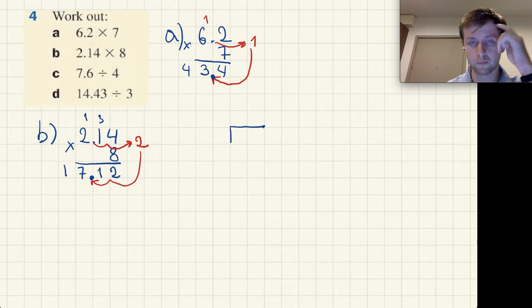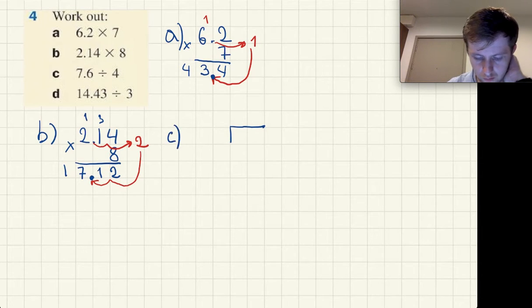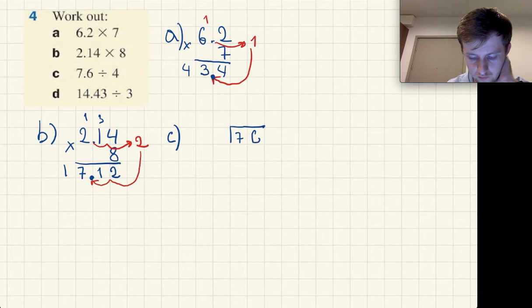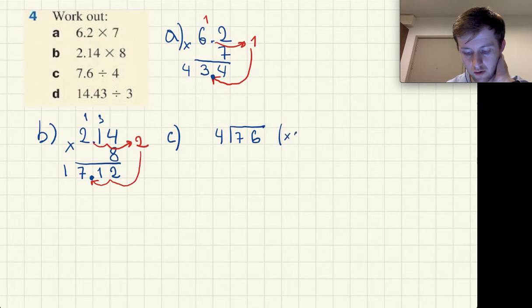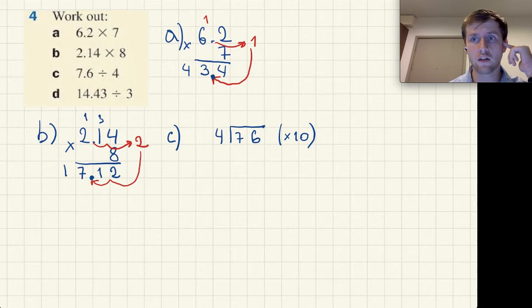We can also, but here I think it's going to be better. So again, what I will do is I will do 76 divided by 4, but it should be 7.6. So I just did times 10. We have to remember what we did.